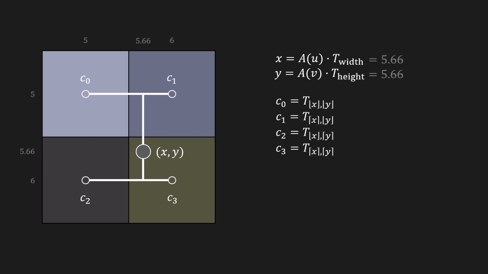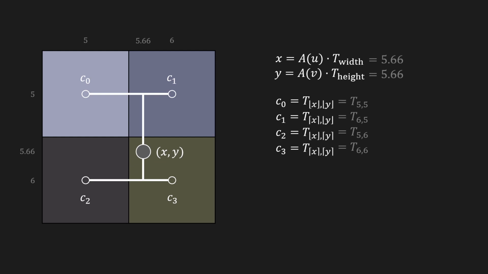These formulas look up a color in the texture. They do it by rounding the x and y coordinates up or down, depending on the texel we want to know the color of. If we round x and y up or down, then we get this result. So C0 will be the color of the texel at index 5 and 5.